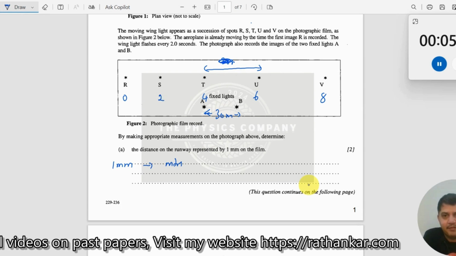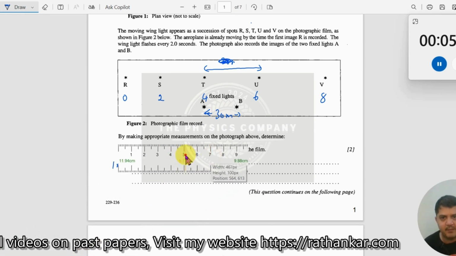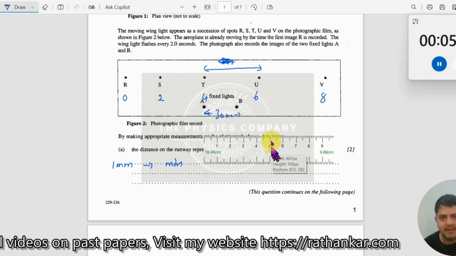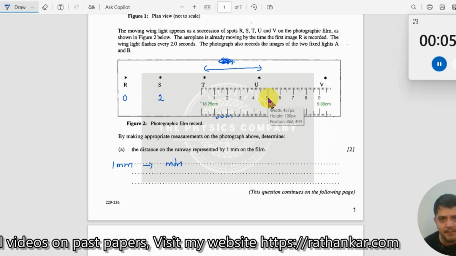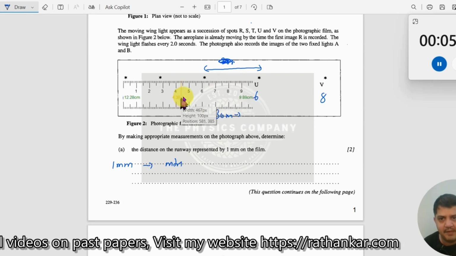Now how do we do this? I need to have a scale to measure this length. Even in your paper, when you get such questions, you need to have a scale. So I have got a scale online which I can put across my screen and find out what this is. I'll pull the scale here, you can see the transparent one, and keep it between these two.